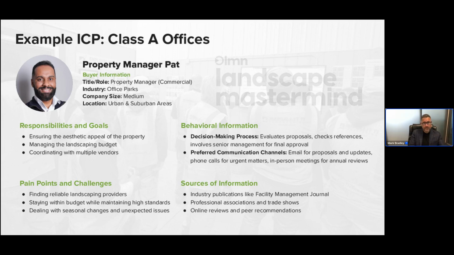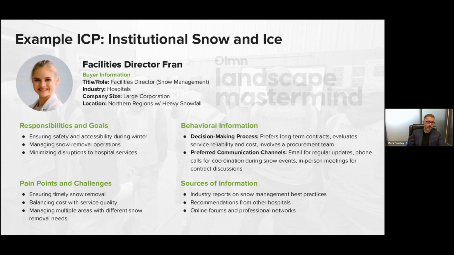But the most important thing is it gets us the foundation needed to go and do better marketing, more effective marketing, and really identify who we're going to speak to within the ideal customer profiles that we've created. So if we decide we're going to go service Class A offices, who specifically are we going to be selling to and dealing with, and how are we going to approach them best? That's ultimately what we're trying to do with this document.